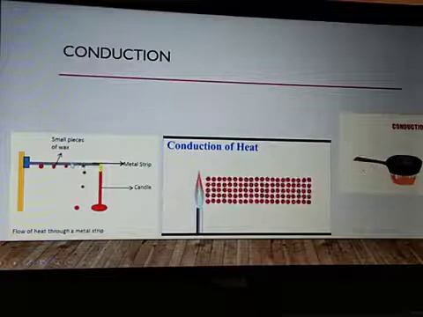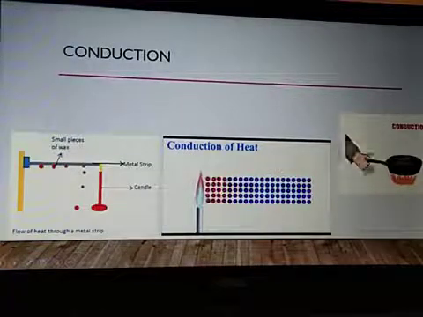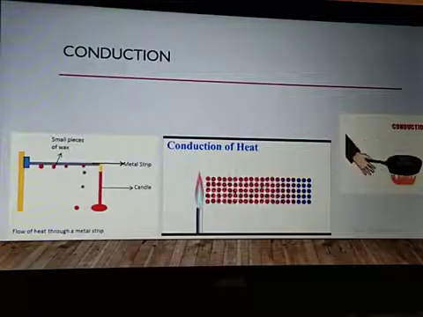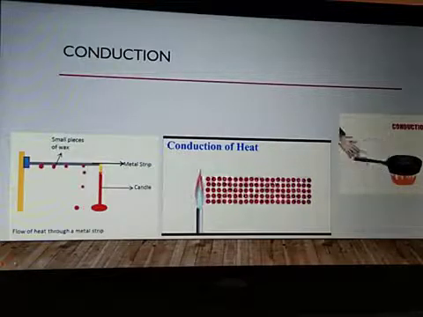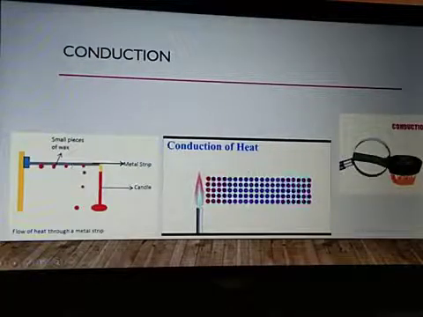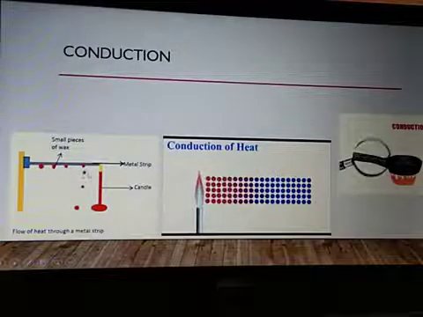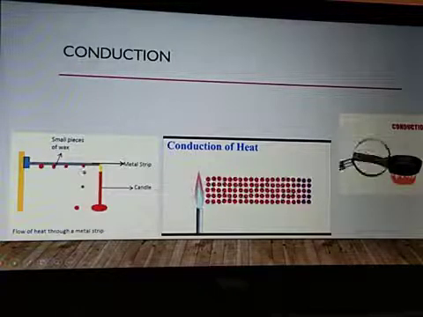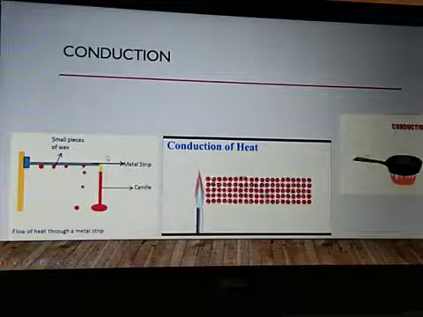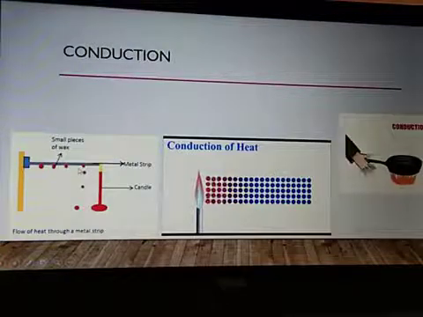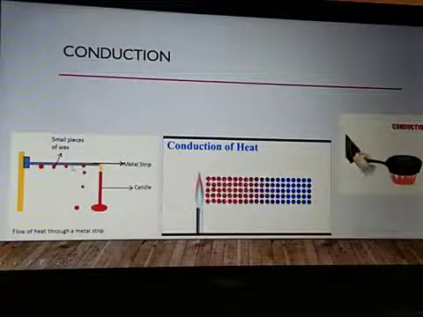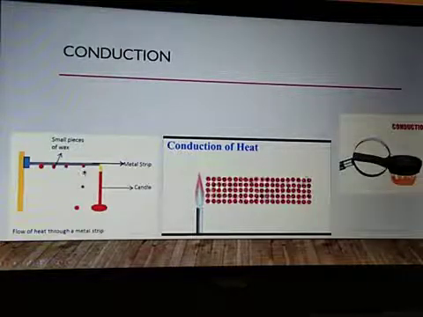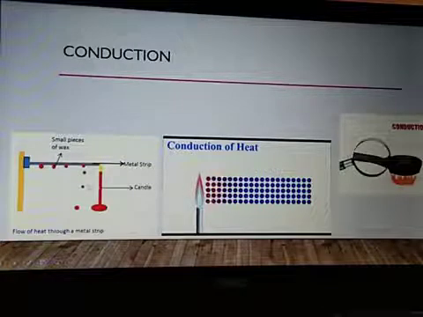Now there are procedures that follow. The first step of the procedure is to take a longer metal strip and put a few drops of wax on it at equal distances. The distance between these droplets we will consider to be equal. Now we place a Bunsen burner below the free end of the strip. The free end of the strip is this, right? Note down the order in which the wax drops begin to fall. You will notice that the order in which the wax is dropping is from here to here. Now this is the direction.